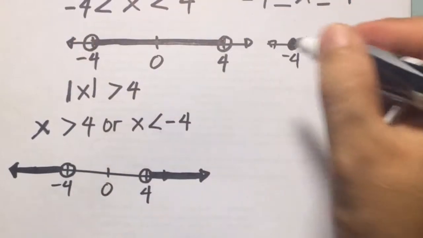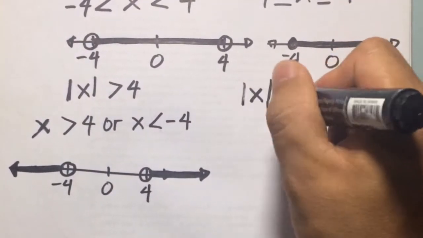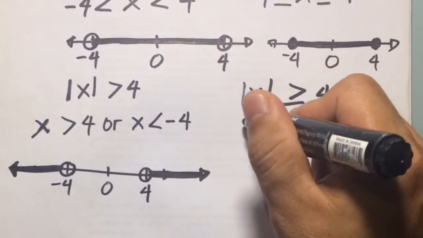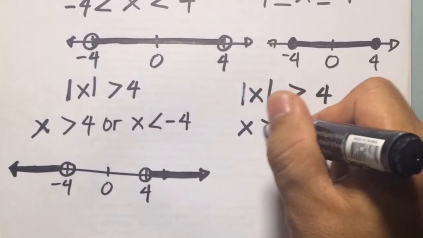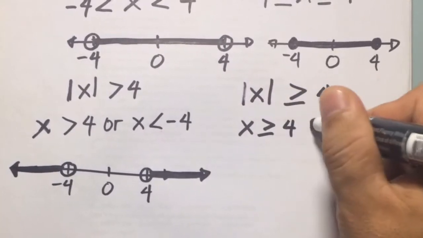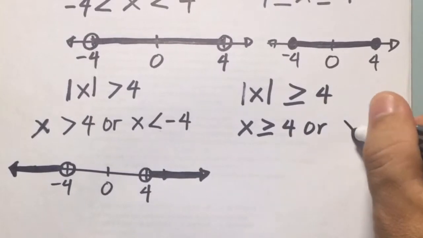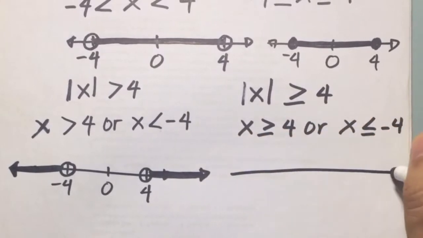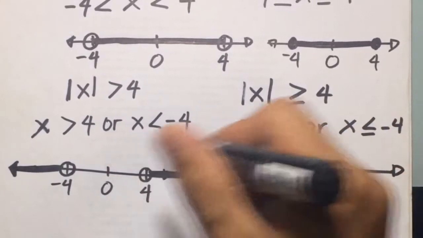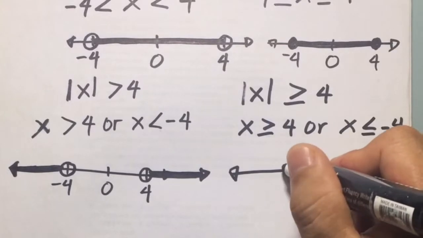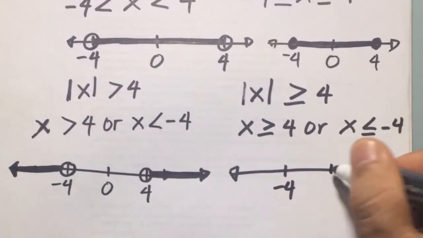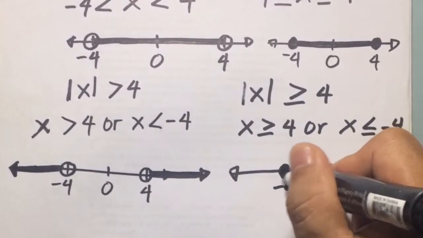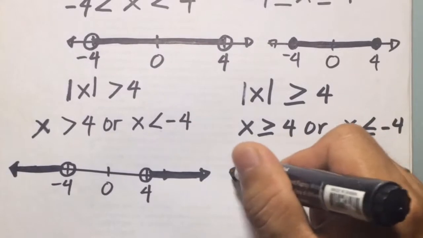And in case this is absolute value of x greater than or equal to 4, now this means that you're going to have x greater than or equal to 4 or x less than or equal to negative 4. So the only difference here is that the two numbers here, negative 4 and 4, are part of the solution. So negative 4 here, 0, 4. So they are now part of the solution. So we're going to have a solid circle.